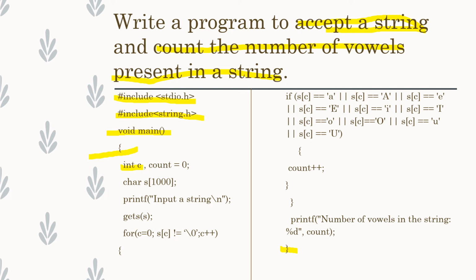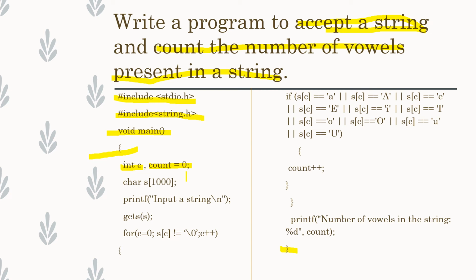The second variable which I have taken is count. Why have I taken count? That is for counting the number of vowels present in a string. Initially, I have initialized it with value 0. Why 0? So that whenever a vowel is encountered, I can increment it.